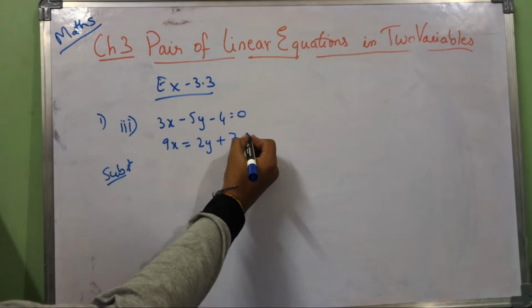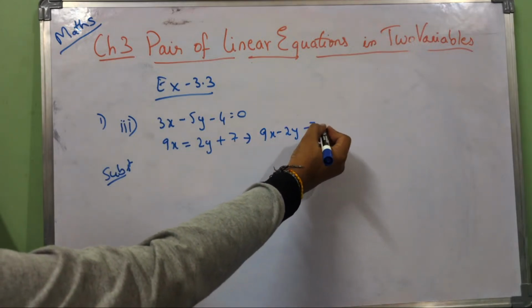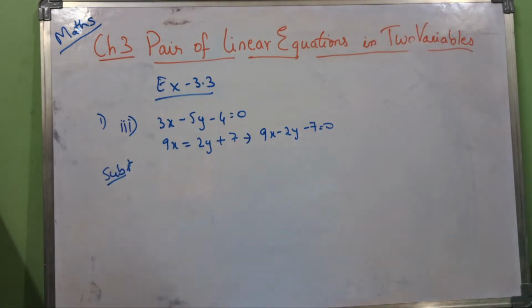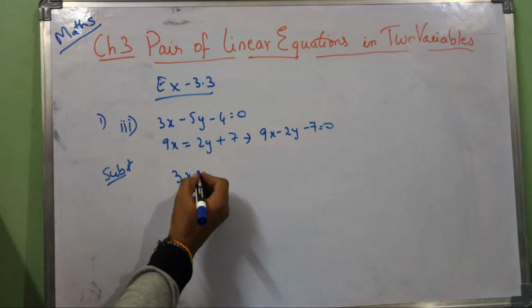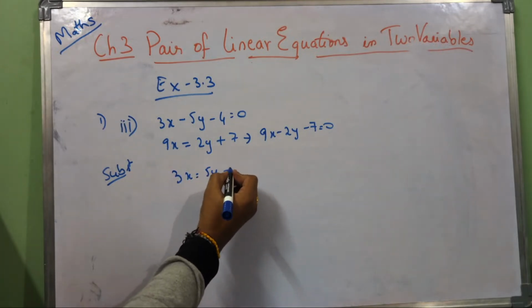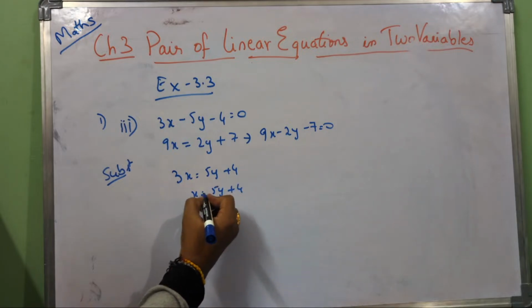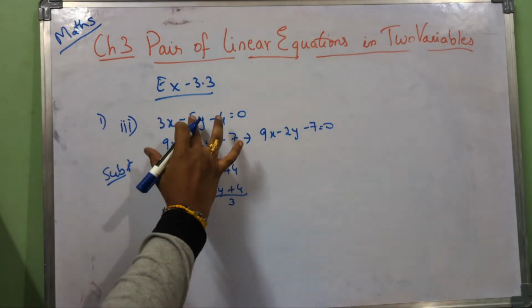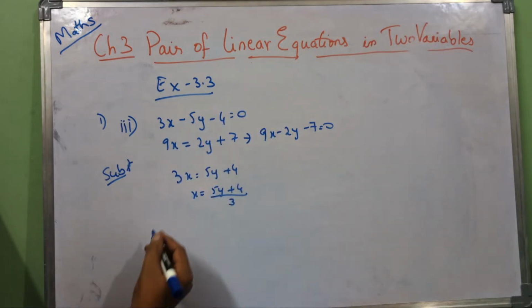Okay, this I will convert into a normal equation first. Then I will go for the solution. Using the first equation, convert it to x in terms of y, that is, x becomes (5y plus 4) by 3. How did I get this? Just move these two terms to the right side, so it becomes plus. Substitute this in the second equation.